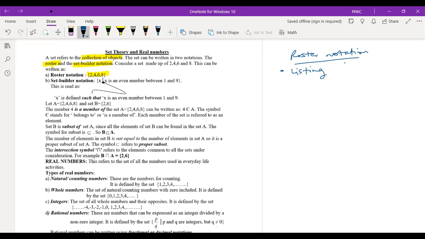Now the set builder notation is written in this form, where we have x such that, this line means such that, x is an even number between 1 and 9. So we define the same thing, 2, 4, 6, 8 in the set builder notation. All right. So we see that 2, 4, 6, 8, we can say that they're even numbers lying between 1 and 9. Okay.